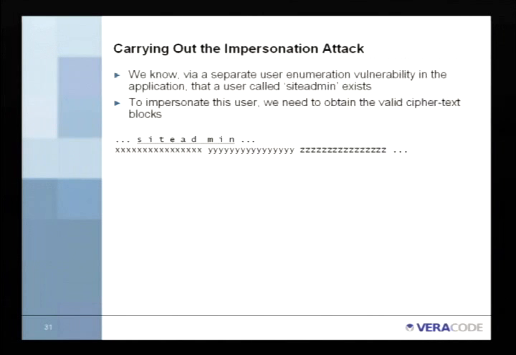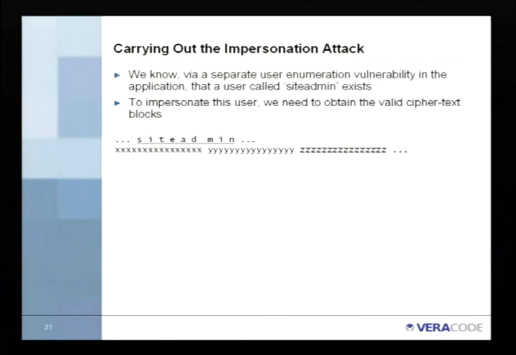Through a different vulnerability in the application, a user enumeration vulnerability, we could identify whether or not a certain username exists, or get a list of users. I can't even remember which case it was now. But despite that, we know that a user exists named siteadmin, which sounds like a good one to go after. So to impersonate this user, we have to obtain the valid ciphertext blocks to construct that cookie. Knowing the offset we just determined, there's 2 bytes at the beginning before the username and then a bunch of stuff afterwards, that's what we're looking for.